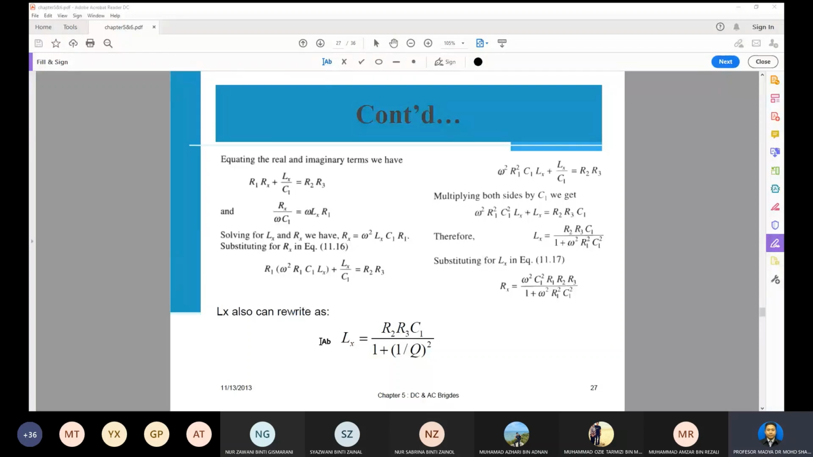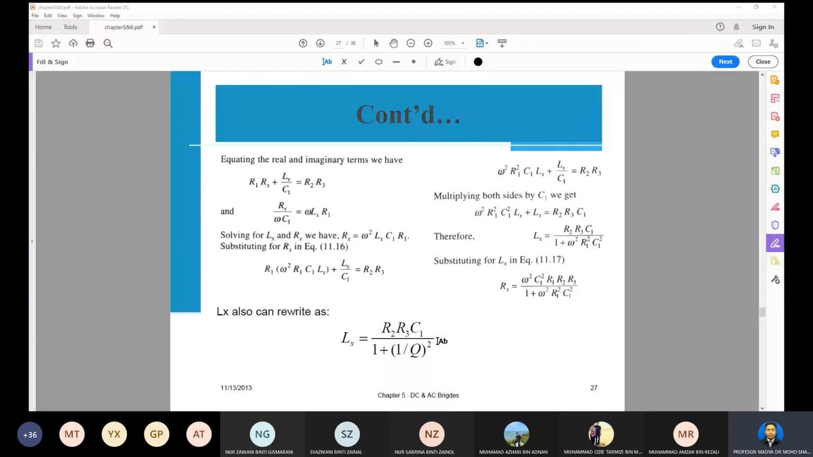Then we also have to calculate the Q. The function of the Hay bridge is for high Q factor, so you calculate from this one. This is the formula for the Q factor. Normally we can get Lx, then the rest will be given. From this equation we can get the Q. So the Q will be high when using the Hay bridge. That is the second bridge.